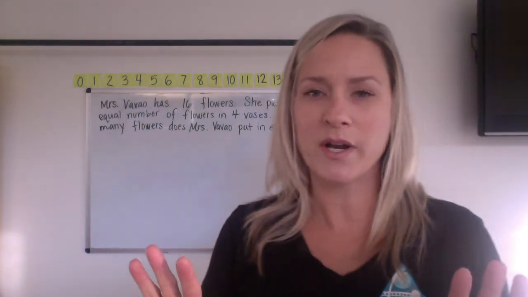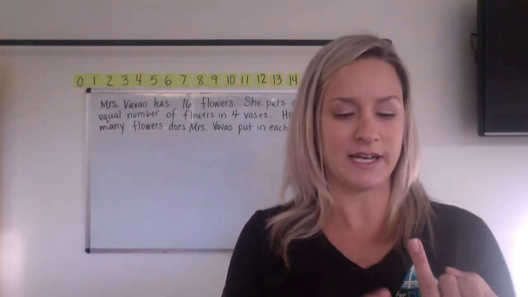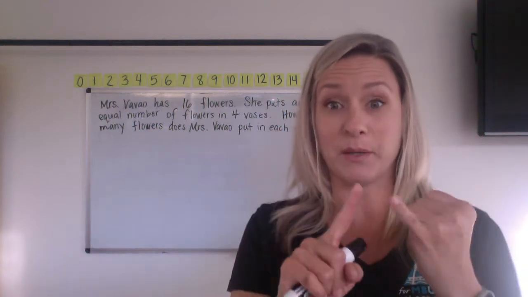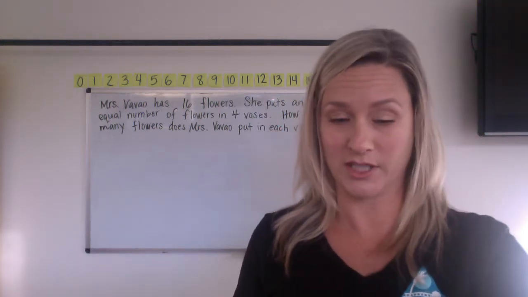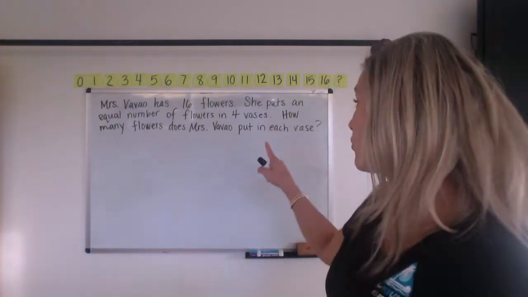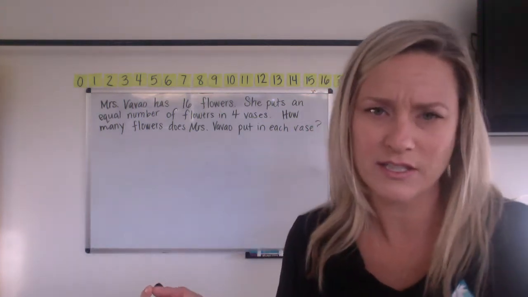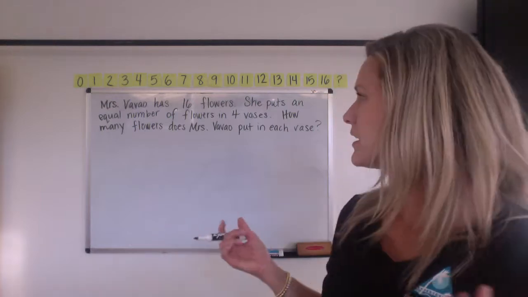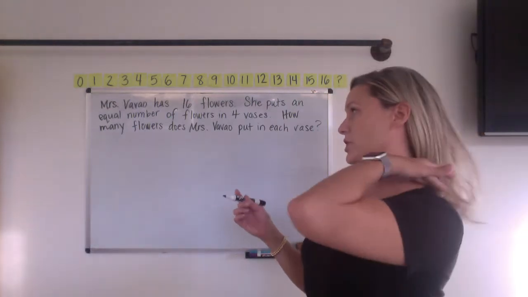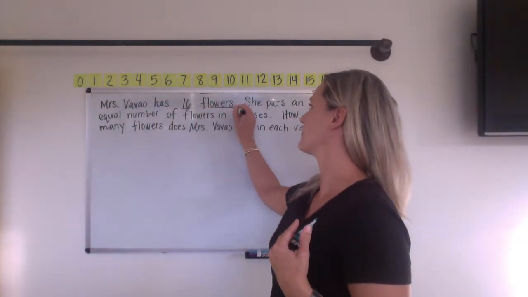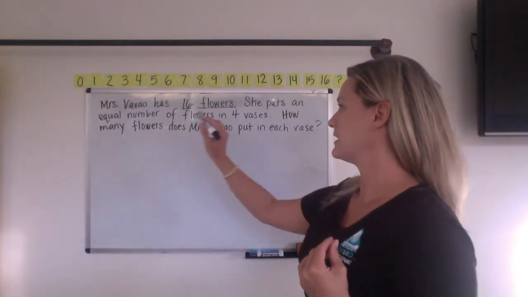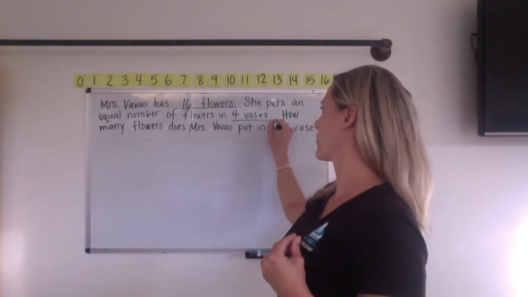Okay, so I want to make sure I have not only the numbers in my mind, but the picture that goes along with the numbers and the question in my mind too. So the question is, how many flowers does Mrs. Vival put in each vase? All right, so I know for sure Mrs. Vival has 16 flowers. She puts an equal number of flowers in 4 vases.